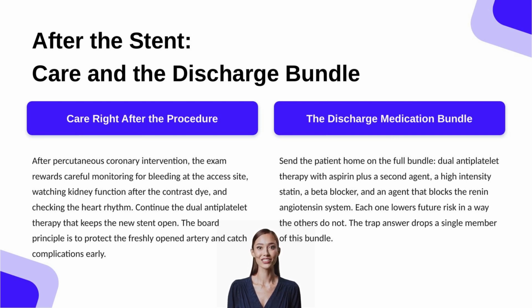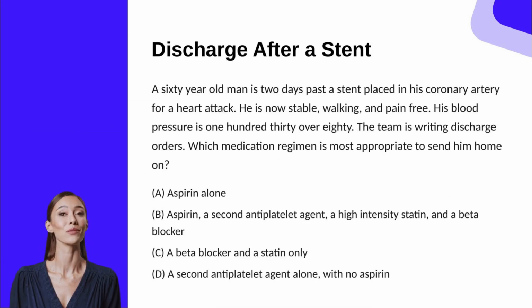On the right, the discharge medication bundle, and this is pure points if you memorize it. Send the patient home on dual antiplatelet therapy, meaning aspirin plus a second agent, a high-intensity statin, a beta blocker, and an agent that blocks the renin-angiotensin system. Each one lowers future risk in a way the others cannot. The classic trap answer quietly drops a single member of this bundle, so always check that all 4 pieces are present. Our third practice question is the discharge medication classic.